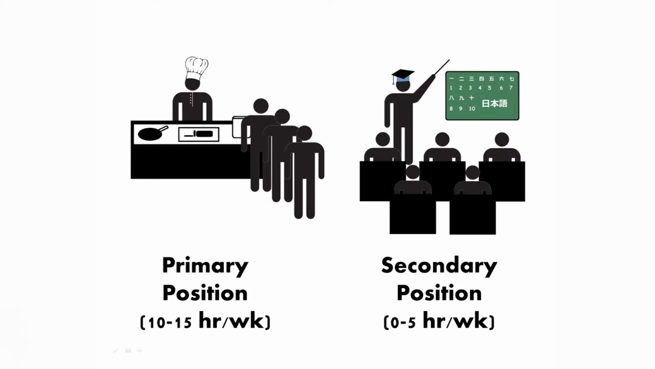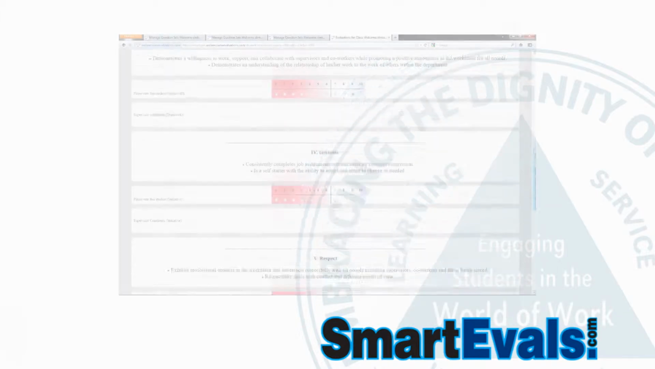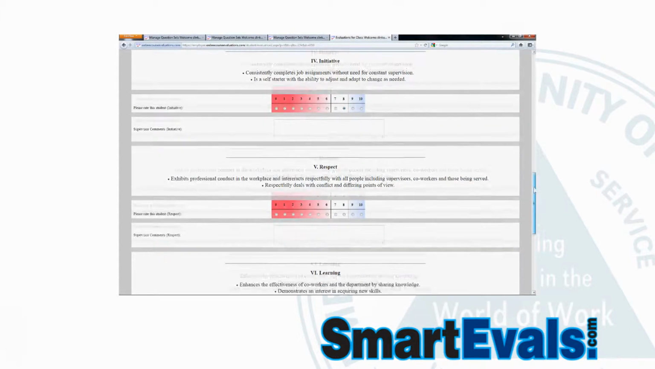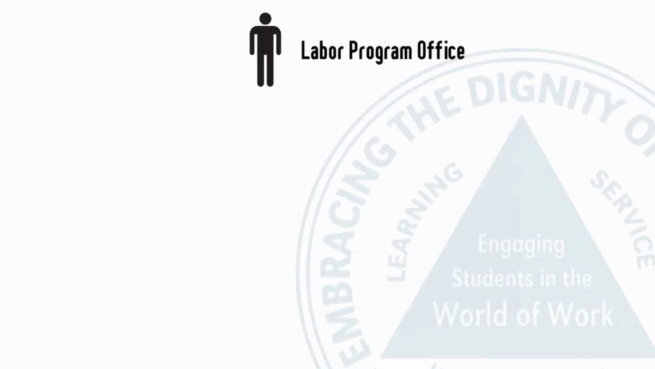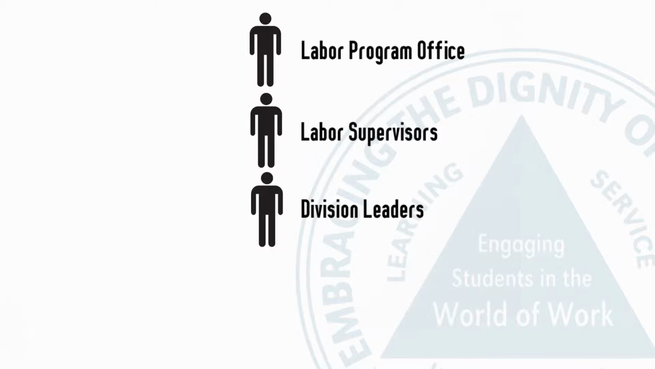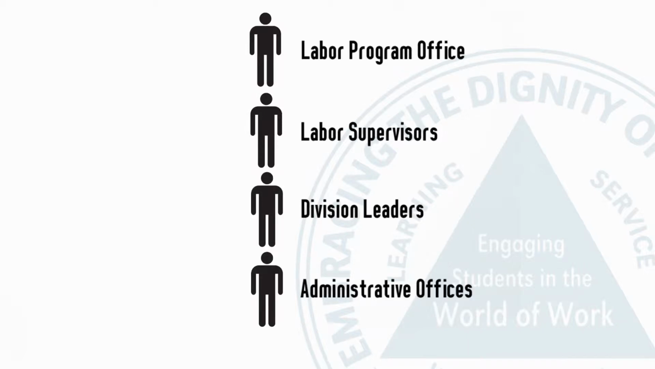The Labor Experience Evaluation is maintained through smartevals.com, with all functions mirroring the student labor evaluation that is conducted by the supervisor. Like supervisors, students have an account homepage where they will see active links for any current evaluation, as well as a view of recently completed evaluations. The Labor Program Office, labor supervisors, division leaders, and the administrative offices have access to reports based on permission levels that help our college community better understand what students are saying about their work experiences.